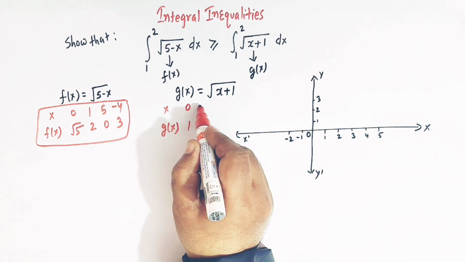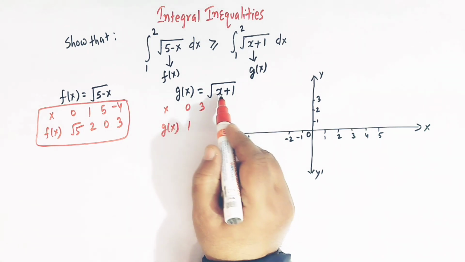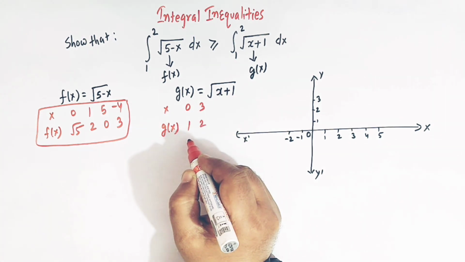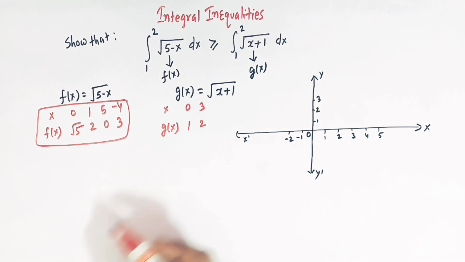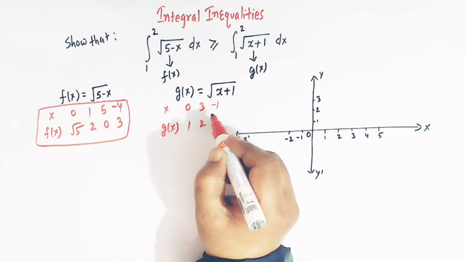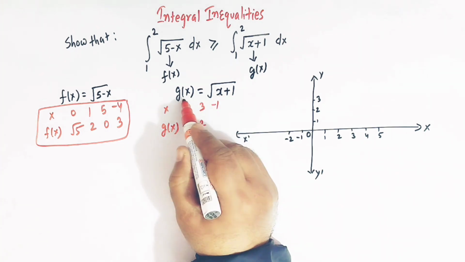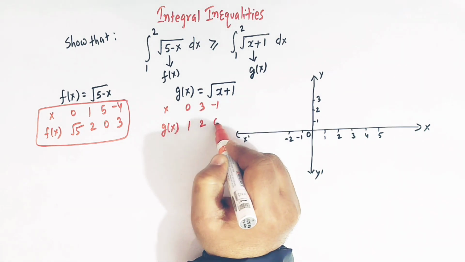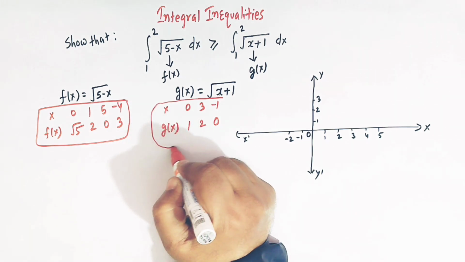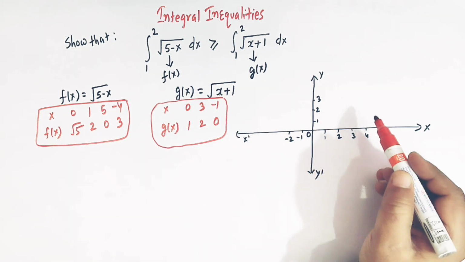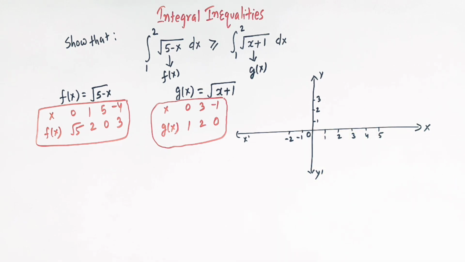Now let us take x equal to, say, 3. 3 plus 1 is 4, square root of 4 is 2, right? And let us take one more value of x. Take x equal to minus 1. So minus 1 plus 1 is 0. So g of x is equal to 0, right? So we have these values, and let us plot these points on this rectangular coordinate system.